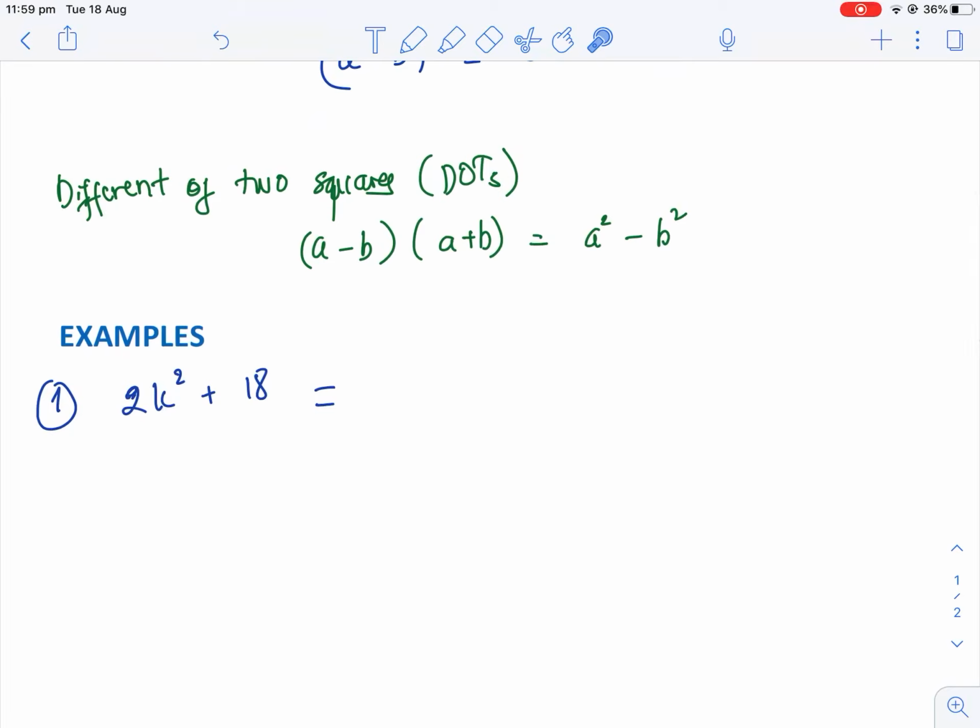Now, move on to example 1. To factorize this one, I have to look for like terms, I have to look for rules, I have to look for common factors. There are so many approaches to factorize an algebraic expression. But in this one, there are no like terms, and there are no rules for perfect square or difference of squares. So that's why I have to look for a common factor. And I found that the common factor in this question is 2. So I get 2 outside and the inside is k squared plus 9. This one is so easy, and this one is your factorized form.